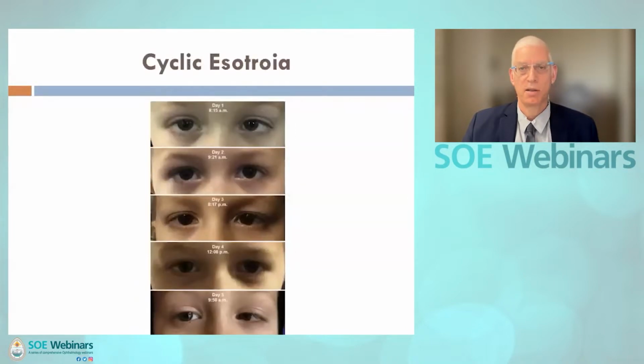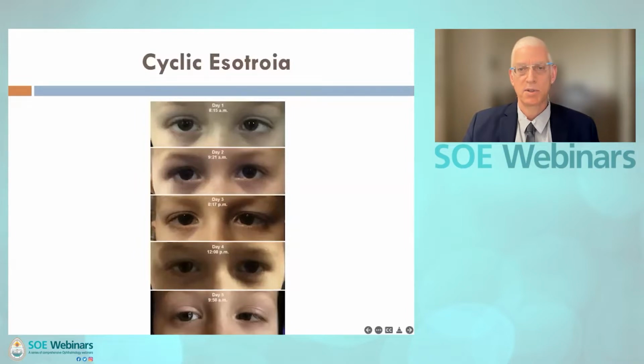Cyclic esotropia is an uncommon condition of alternation between orthotropia and esotropia. It occurs in regular intervals, usually every day. Observe the left esotropia on day 1, orthotropia on day 2, recurrence of the left esotropia on day 3, orthotropia on day 4, and again the left esotropia on day 5.